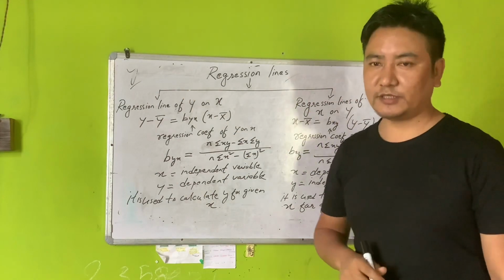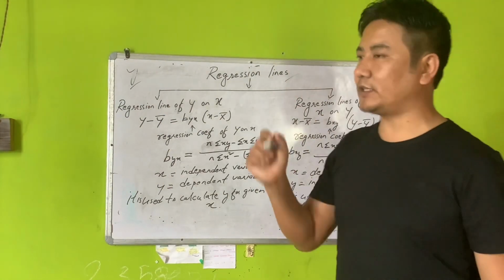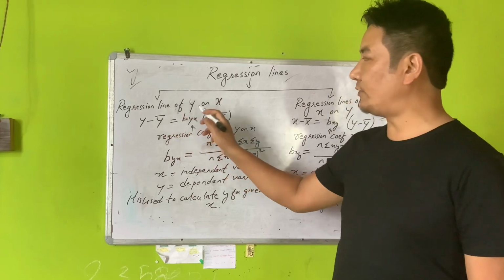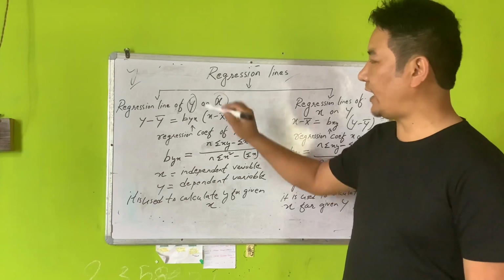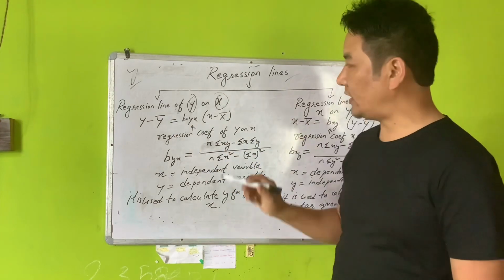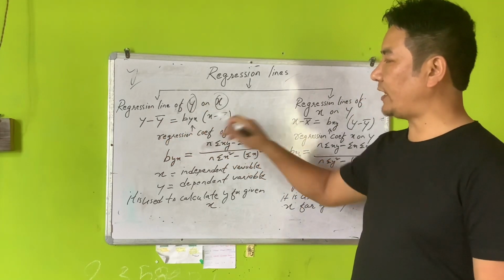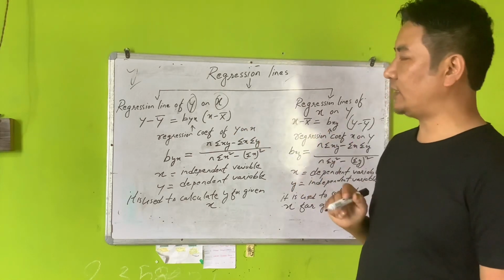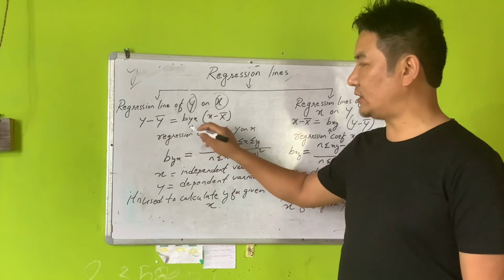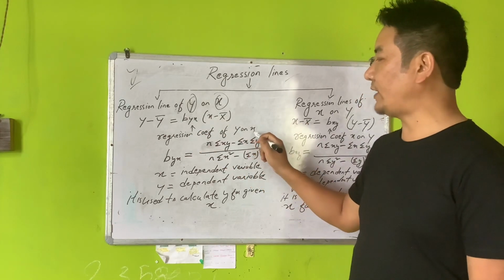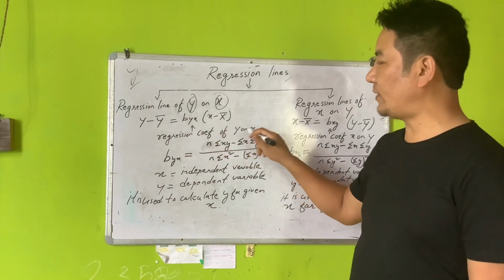Now we will continue with regression lines today. Basically we have got two regression lines. First, the regression line of y on x. If you have to calculate y for the given x, then this is the regression line. The actual formula is y minus y bar is equal to byx in bracket x minus x bar, where byx is called the regression coefficient of y on x.